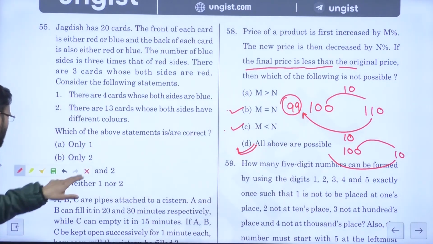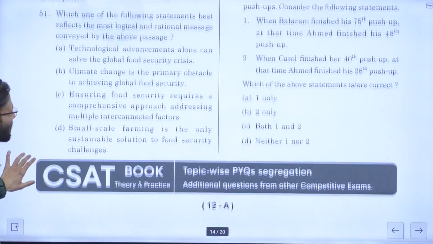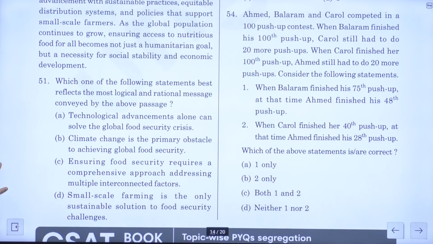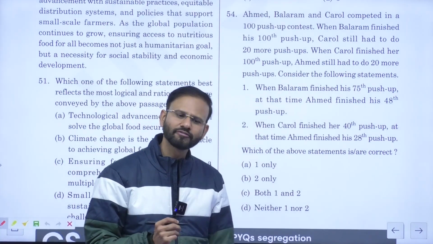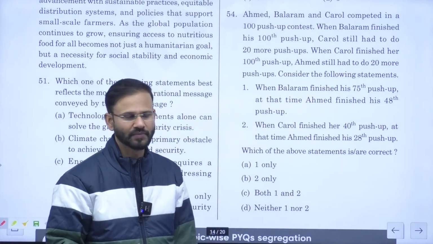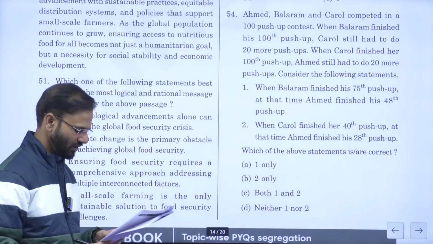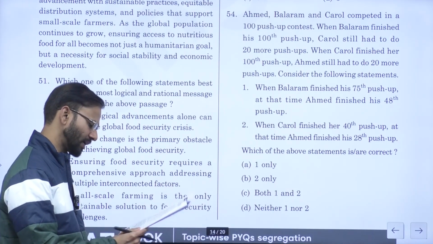Okay. After that, guys, let's talk about question number 54. See, everyone, question number 54 is the simple case of ratio and proportion, right? Question number 54 is the simple case of ratio and proportion. The question is saying Ahmad, Balram and Carol.